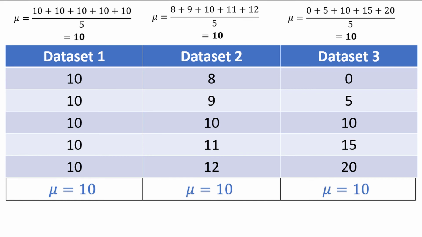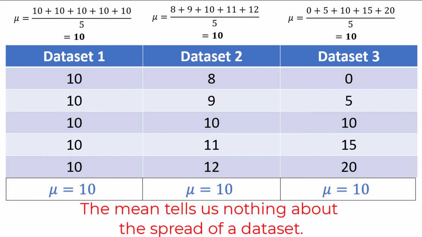If, instead of showing you the actual numbers, I just told you that the mean was 10 for all three datasets, you might falsely believe that all three datasets are the same. My point is that the mean tells you about the center of the data, but doesn't tell you anything about how spread out or dispersed the numbers are.